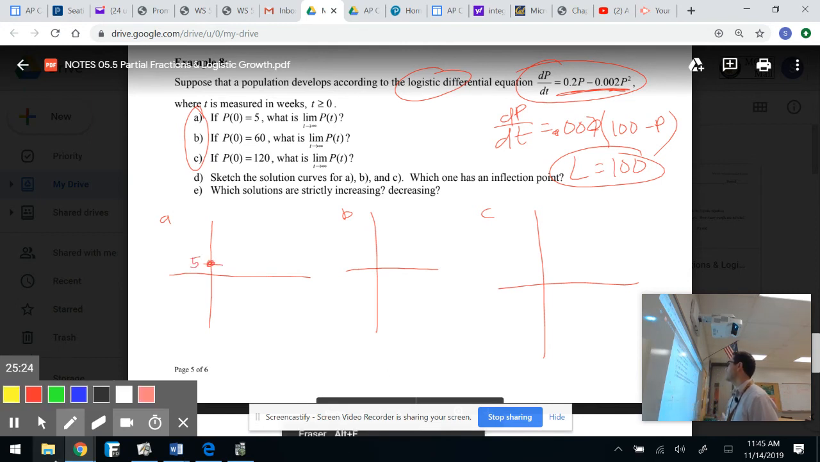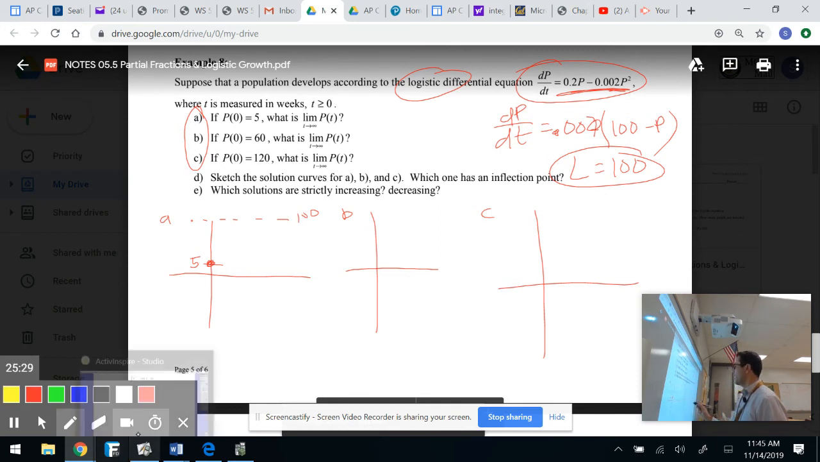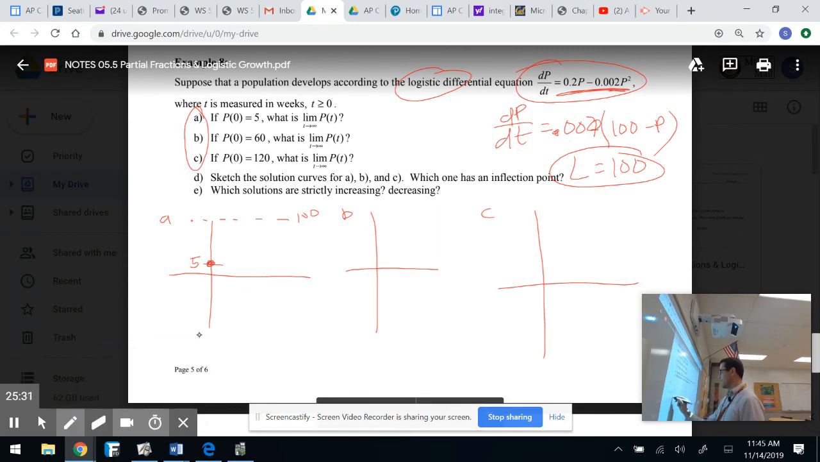So that's at 5. The carrying capacity is going to be at 100, okay? And what does that mean? That means it is going to change, right? If I wanted to know what that would be at 50, right, class?